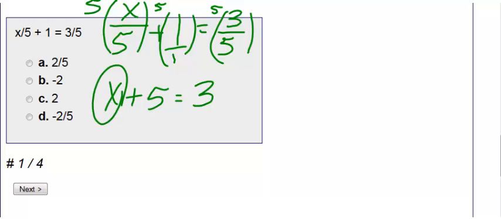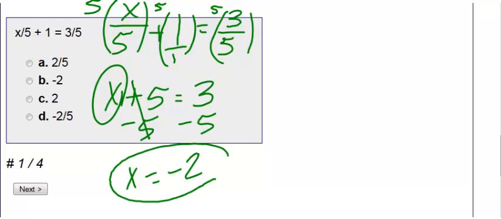So now I'm getting this x by itself. The only thing I have to move is that plus 5. So the opposite of adding 5 is subtracting 5. This is gone. A 3 and a negative 5 gives me a negative 2, which is B. So get rid of those fractions if you can get rid of them.